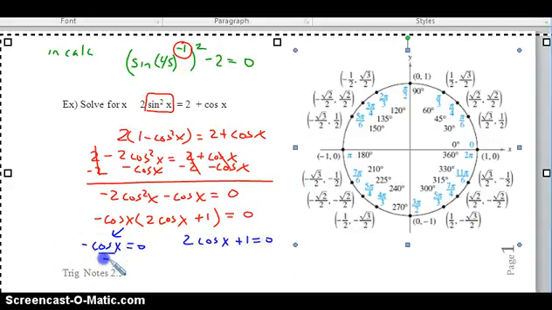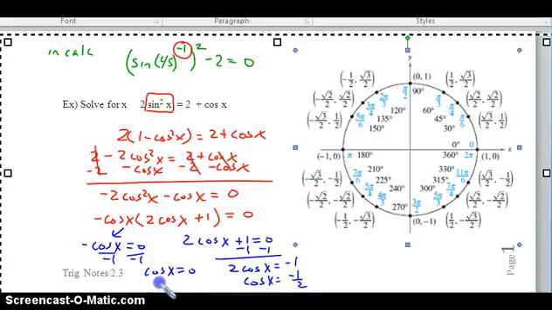So algebraically, to solve this, I'd divide by negative 1. And here I would subtract 1 and divide by 2. So I'm looking for the cosine inverse of 0, so all the angles that have cosine of 0. And here I'm looking for the cosine inverse of negative 1/2. So I want to know all the angles that have a cosine of negative 1/2.